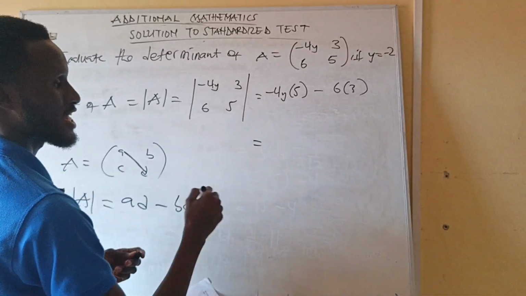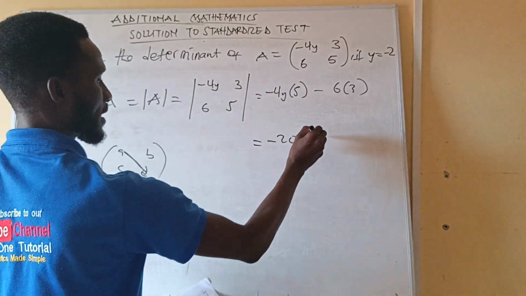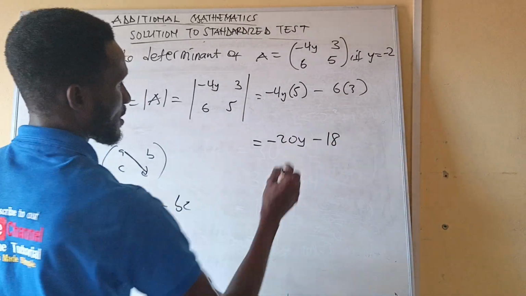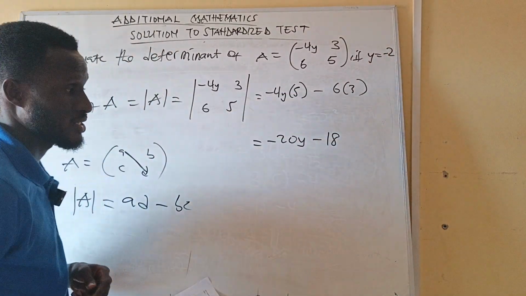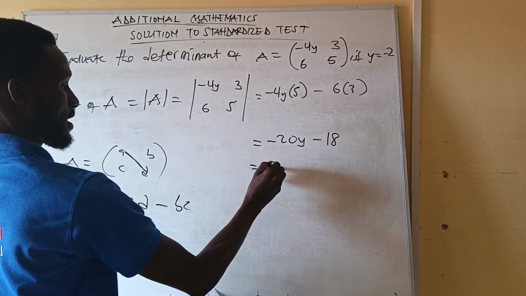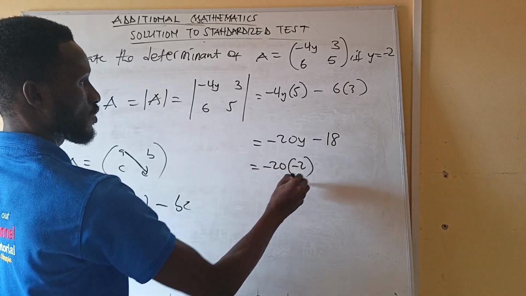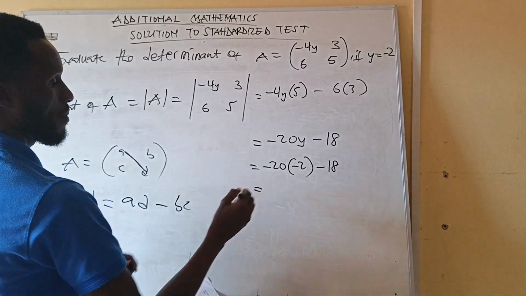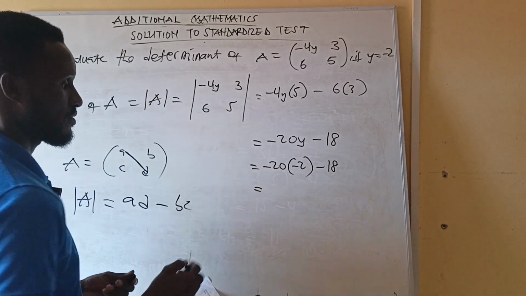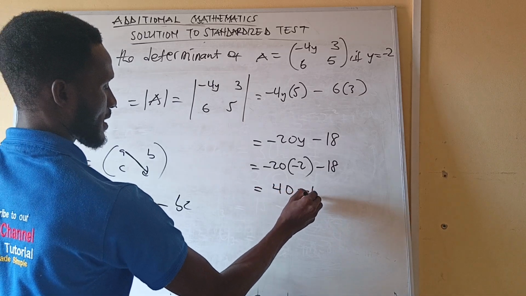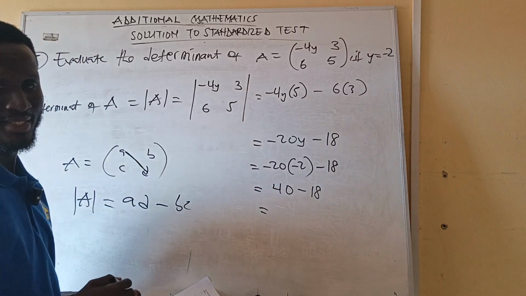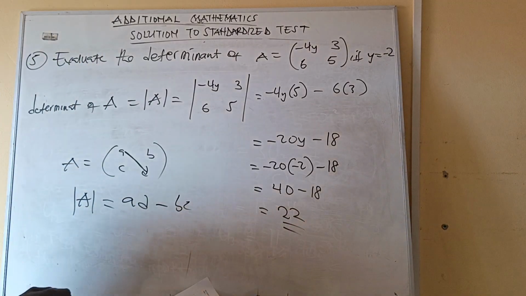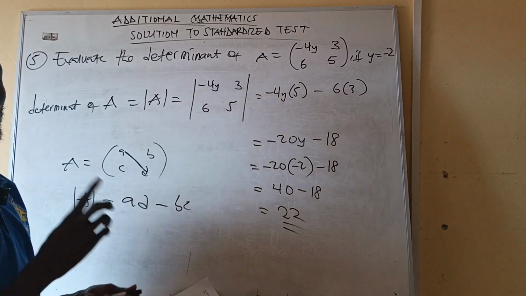Now minus 4y times 5 will give us minus 20y, and then 6 times 3 will give us 18. Now don't forget that y is negative 2. So let me put y is equal to negative 2 here. So we have negative 20 multiplied by y, negative 2, minus 18. Now minus 20 times minus 2 will give us positive 40 minus 18. Now I subtract this, and what are you going to get? 22. It means the determinant is 22. Yes, this one is the determinant of a 2 by 2 matrix.